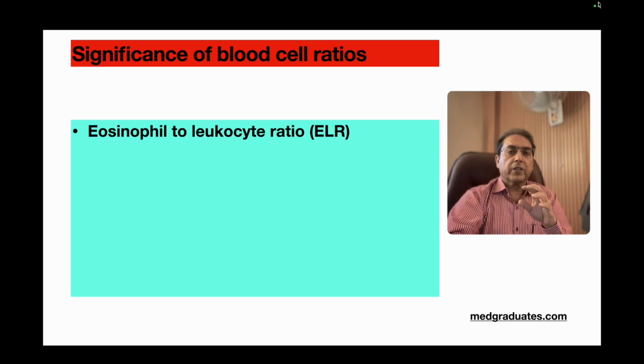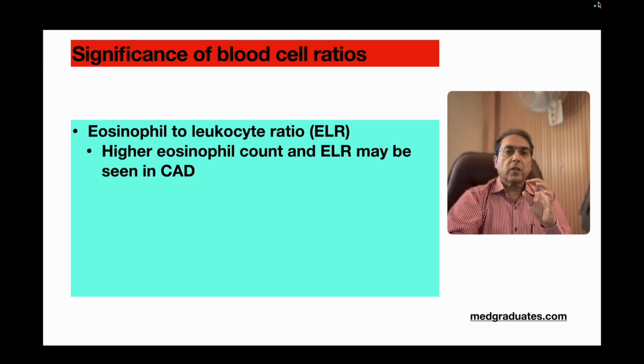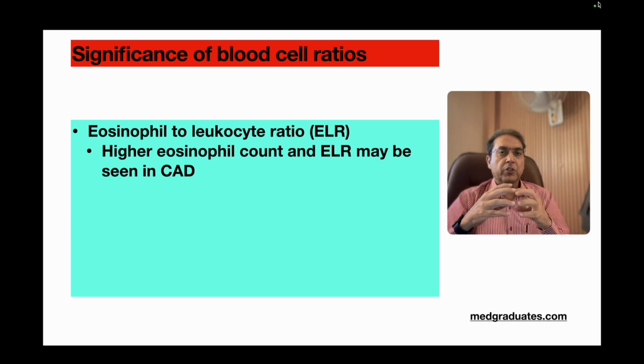Similarly, the eosinophil to leukocyte ratio. A higher eosinophil count and higher eosinophil to leukocyte ratio may be indicative of coronary artery disease, so it may be seen in coronary artery disease. So you see how these different cell lines can be useful in providing us information not only regarding infective or inflammatory disorders, but also in non-infective and other types of disorders. So this is how we should see these lab reports and make interpretations about the presence of these different cell lines.